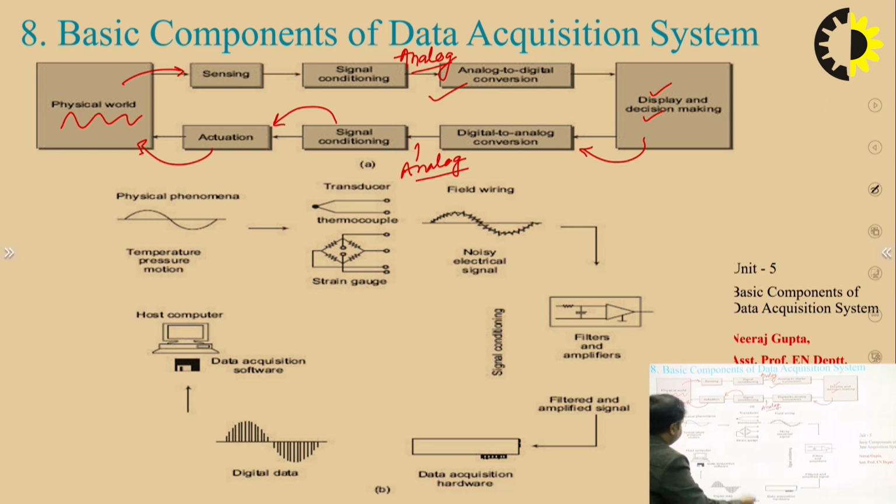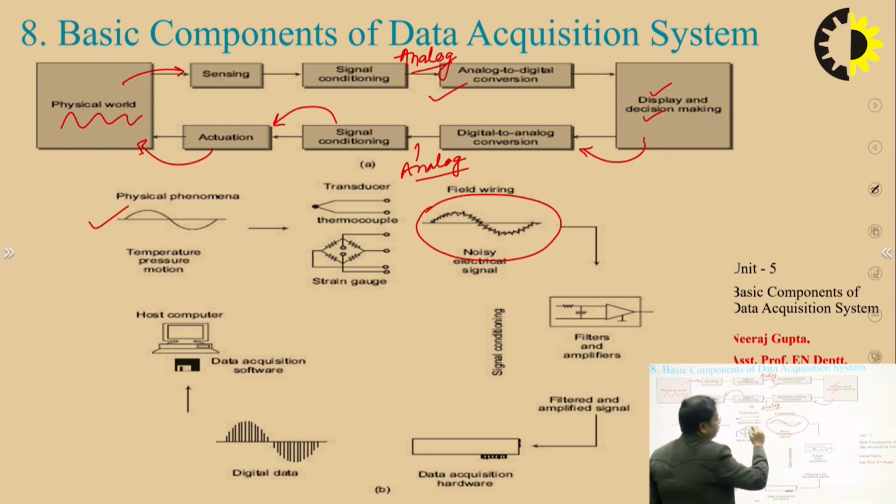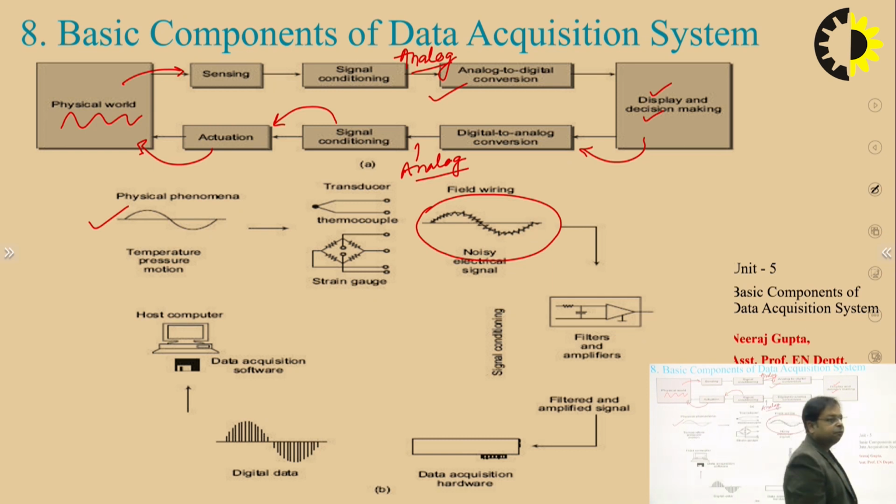So if we talk about an example, a physical phenomenon could be temperature, as we have taken, or motion or pressure; anything we can take is analog in nature. We can give it to a sensor. For temperature, we can give it to a transducer like a thermocouple. For pressure, we can give it to a transducer like a strain gauge. The output of these sensors could be a noisy signal, a noisy electrical signal, which is fed to field wiring.